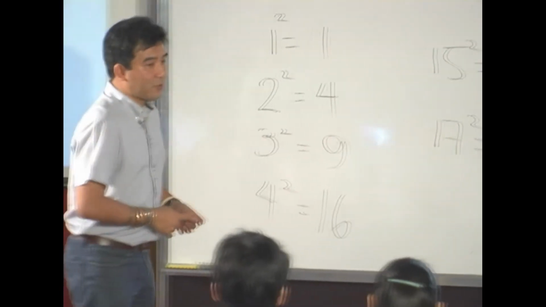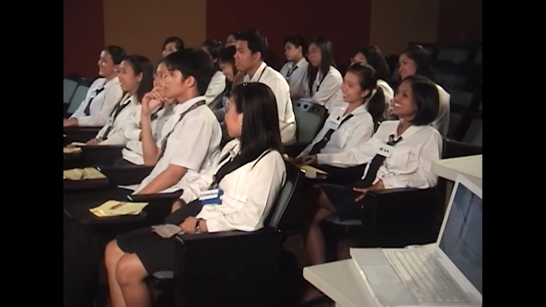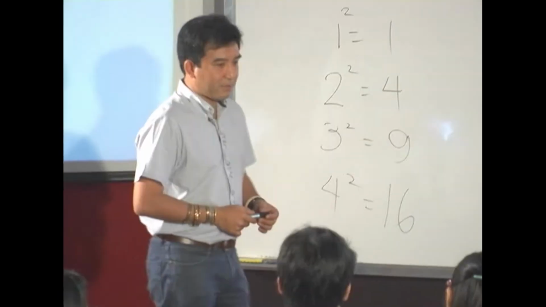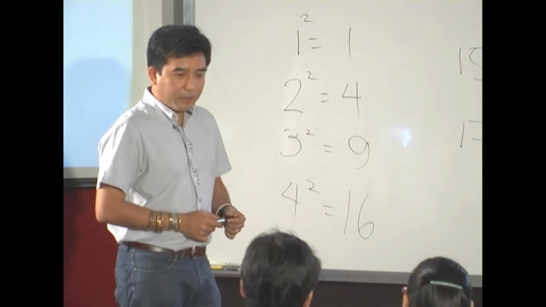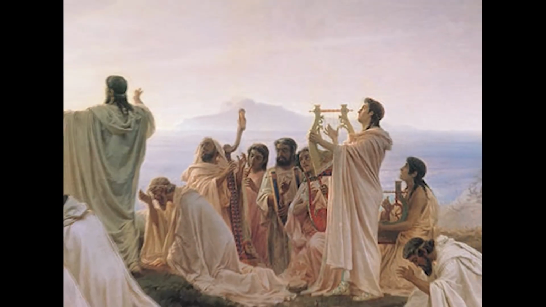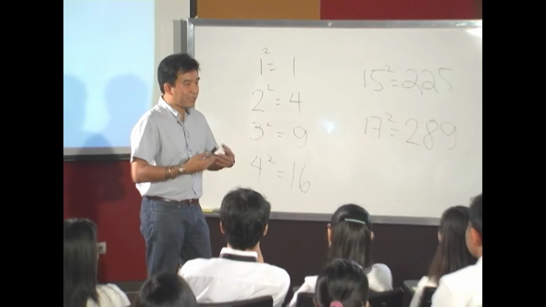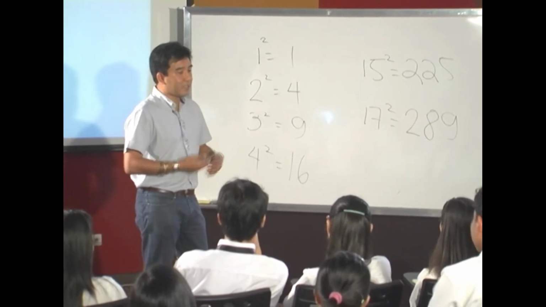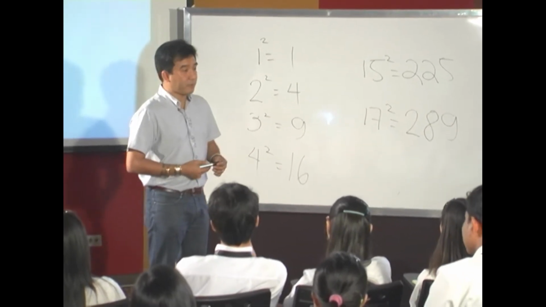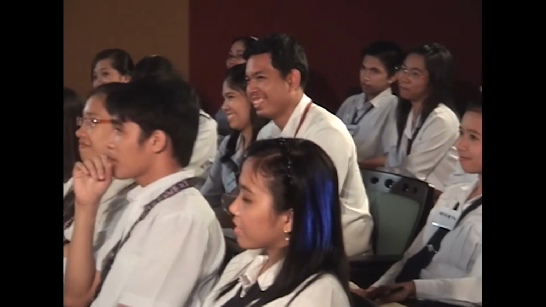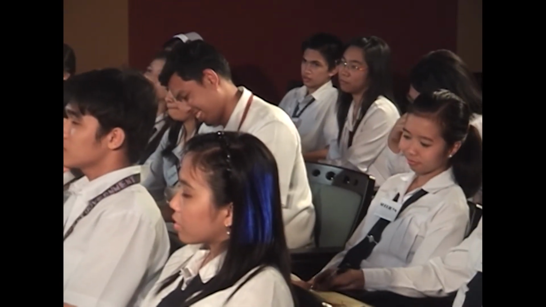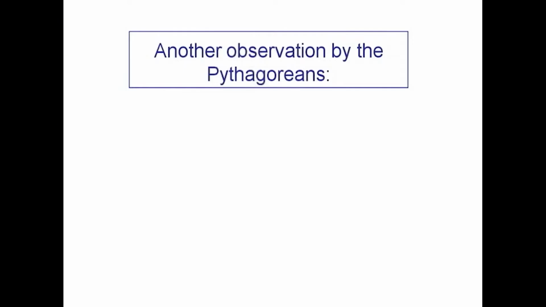Anyway, here's another thing you can do when you're waiting for your friends who are late. You can look at the squares, because the Pythagoreans, many years ago, also contemplated the squares. 1, 4, 9, 16, 25, 36, 49, etc. We will never run out of squares. But all these squares have one thing in common. The first square is 1. The second square is 1 plus 3.